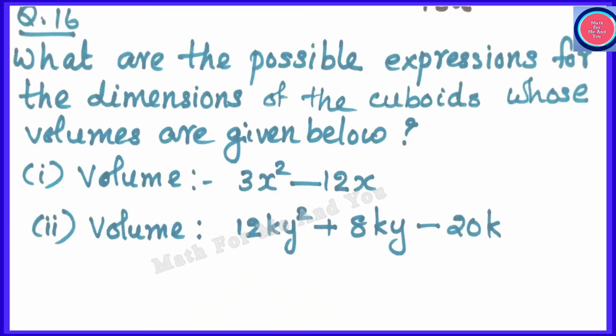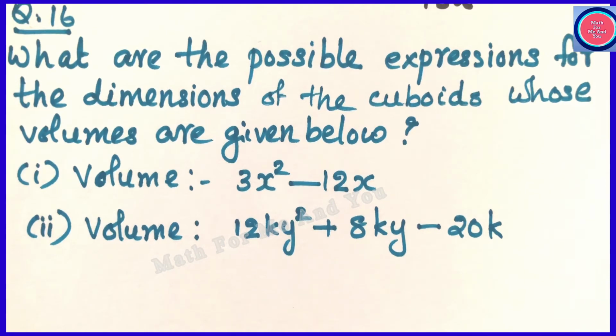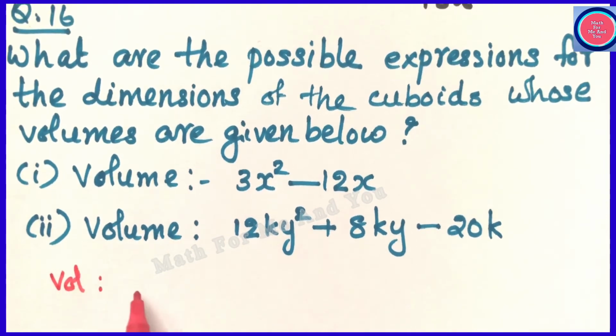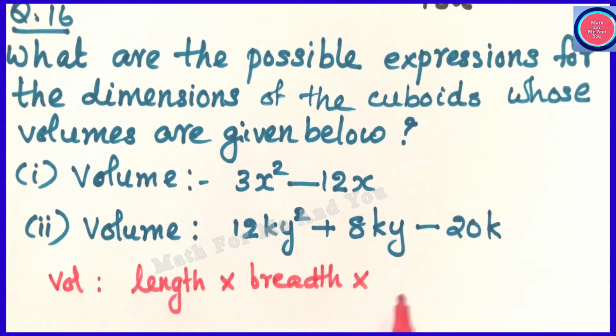Question number 16. What are the possible expressions for the dimensions of the cuboids whose volumes are given below? Part 1, volume is 3x square minus 12x and part 2, volume 12ky square plus 8ky minus 20k. We know that volume is equal to length into breadth into height. That means each of these given volumes we have to factorize into three factors. One will be length, the other one will be breadth and the last one will be height.